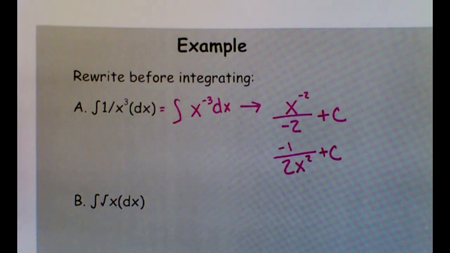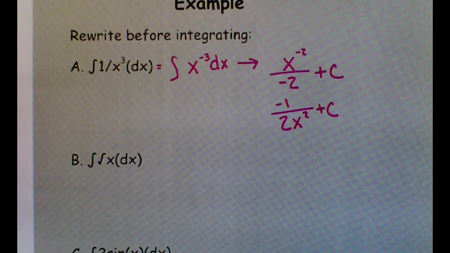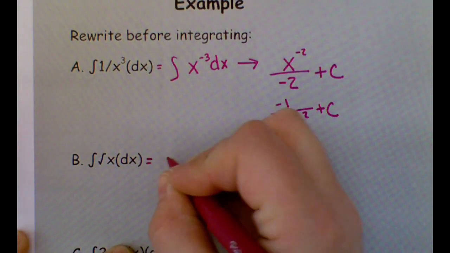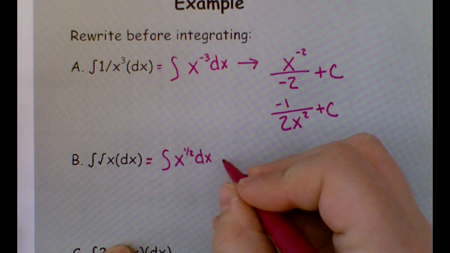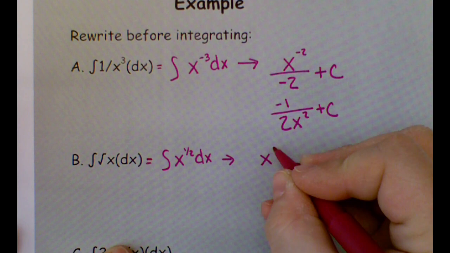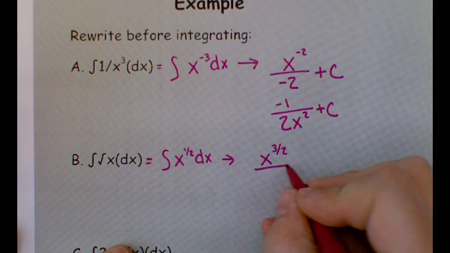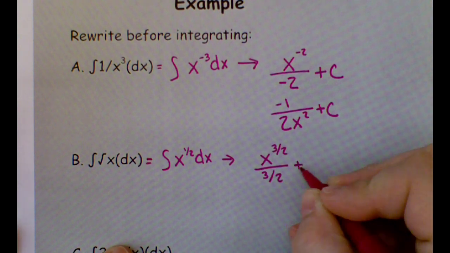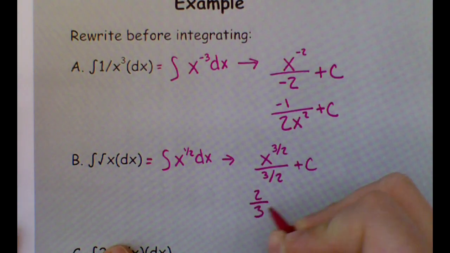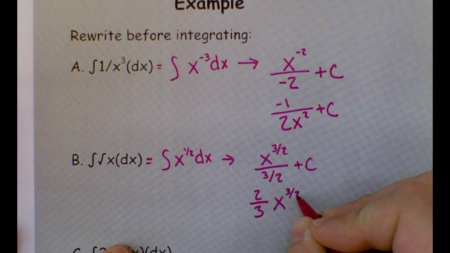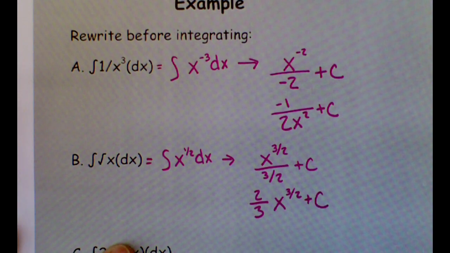There's my general solution. The antiderivative of the square root of x. Well, that's x to the 1/2 power dx. So I add 1 to my power, 3/2, and divide by that new power, plus c. Well, dividing by 3/2 is the same as multiplying by 2/3. So 2/3 x to the 3/2 power plus c.